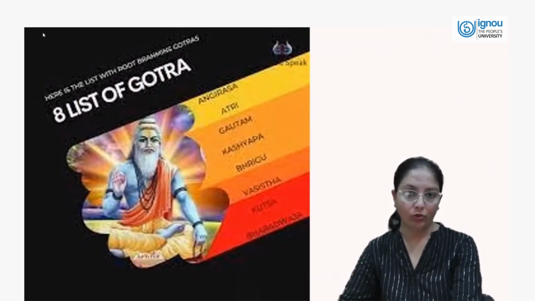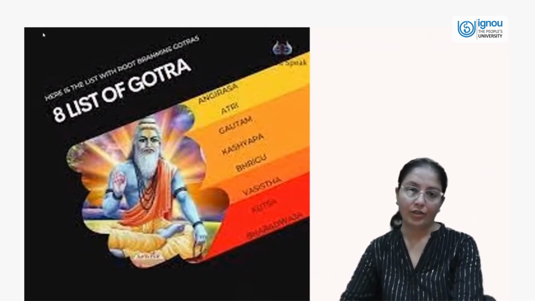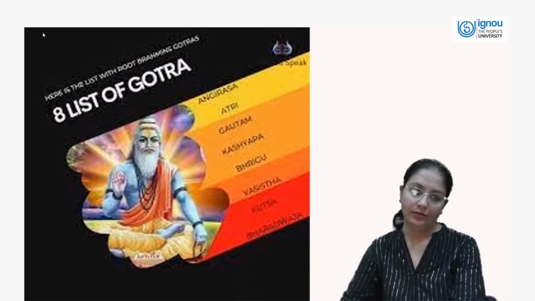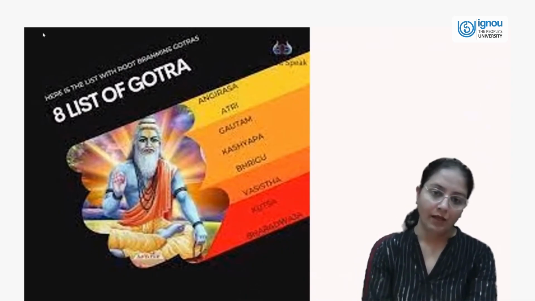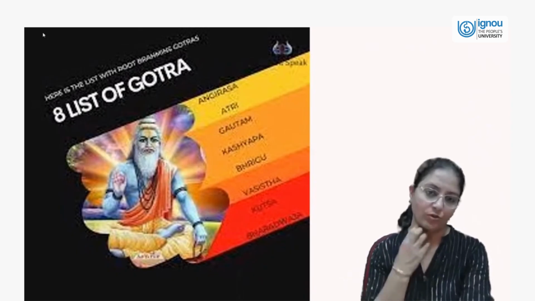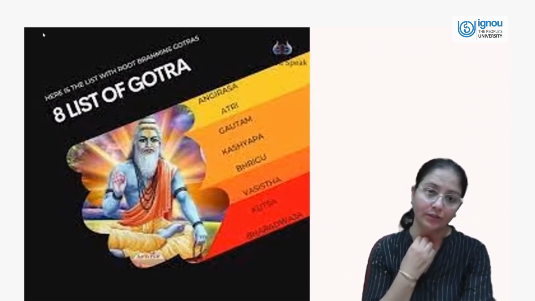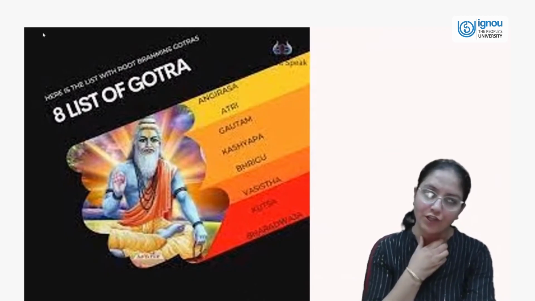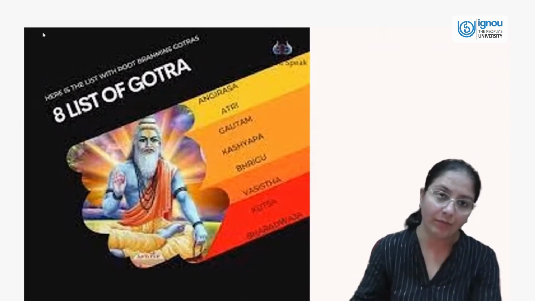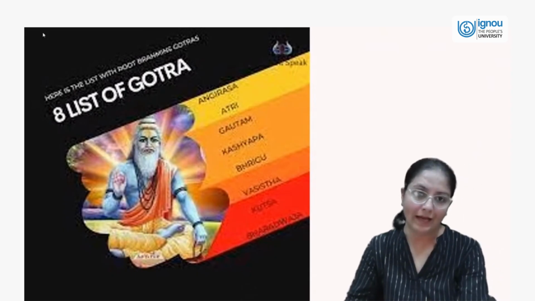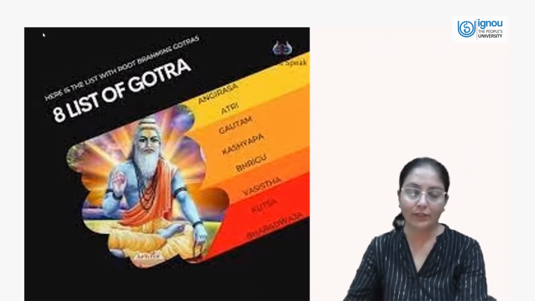Gotras. I told you about Gotras: Vashishta Gotra, Gautama Gotra, Kashyapa, and the first name is Angirasa. These were the names of Gotras.